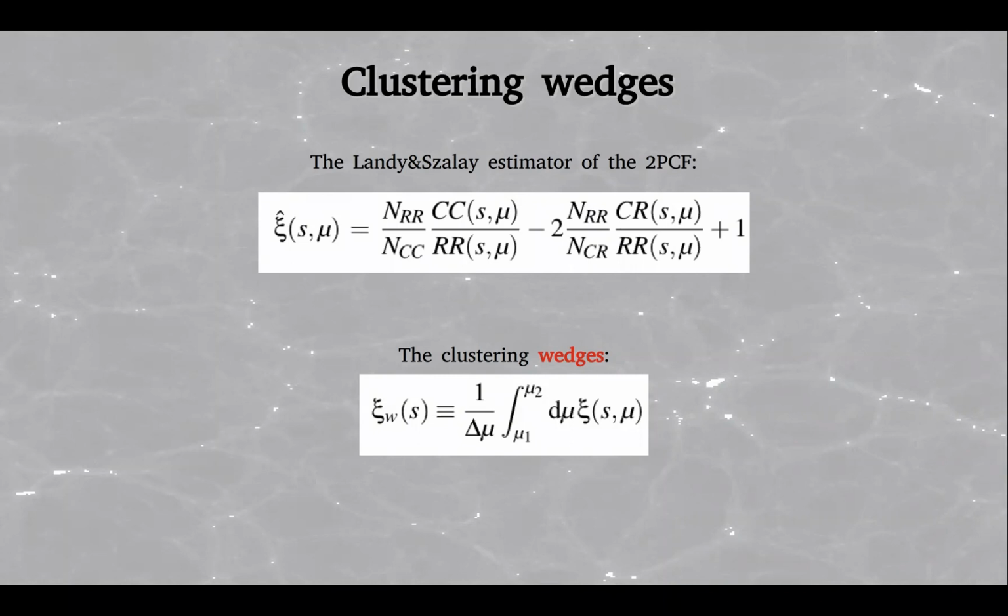These other terms here, where CR means just the cross pairs between real clusters and random clusters, give an estimator with the minimum possible scatter and bias. And this is the Landy-Szalay estimator, something that can be easily obtained from a catalog if you are able to construct a random catalog properly.